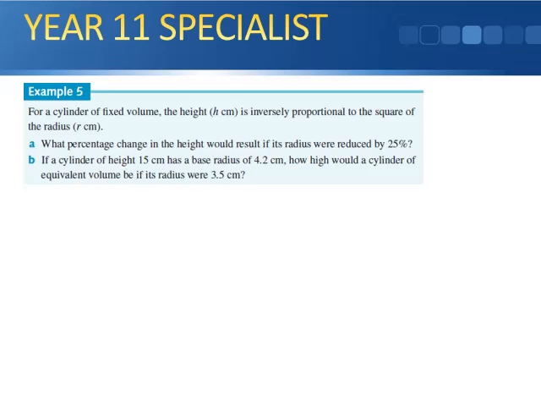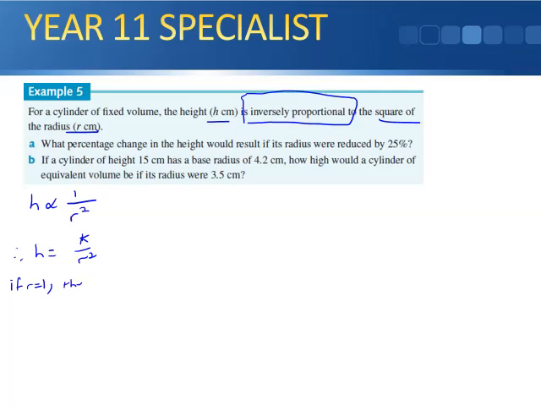Example 5. For a cylinder of fixed volume, the height, h centimeters, is inversely proportional to the square of the radius r. So when I write this rule, I get h is inversely proportional to r squared, and therefore h equals k divided by r squared. Then part A says, what percentage change in the height would result if its radius were reduced by 25%? So I need to start with something. If r equals 1, then h equals k divided by 1 squared, which means it's k.